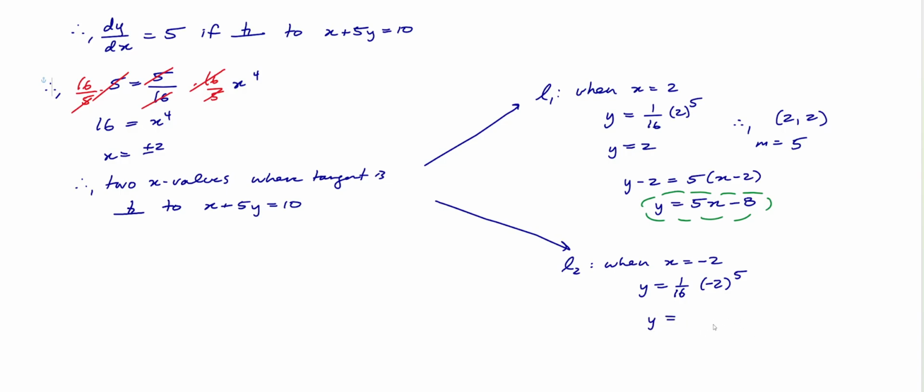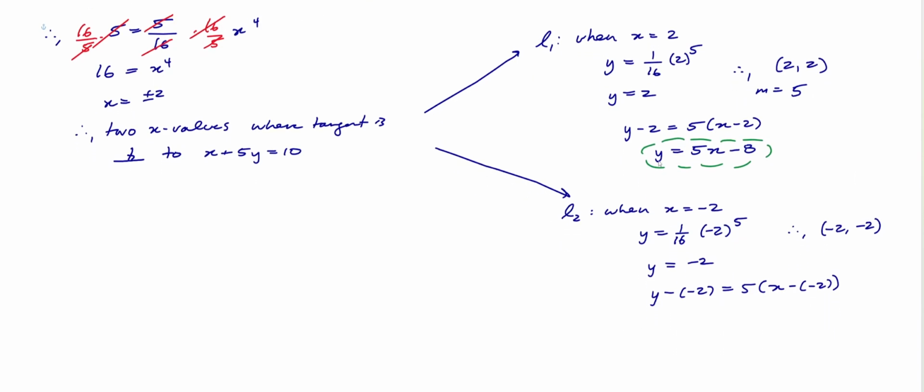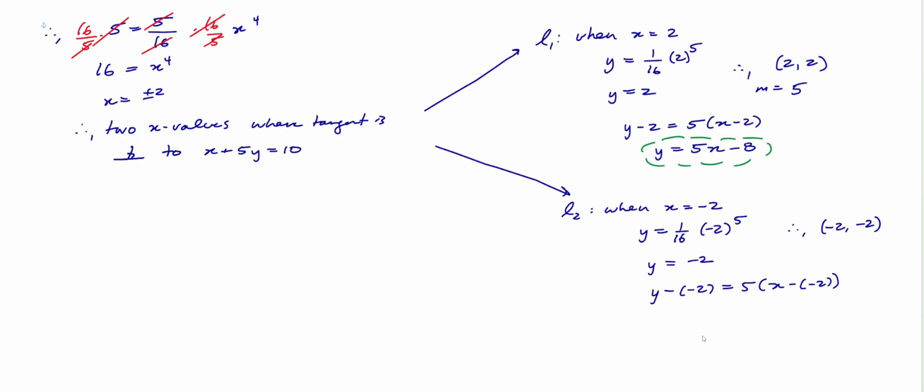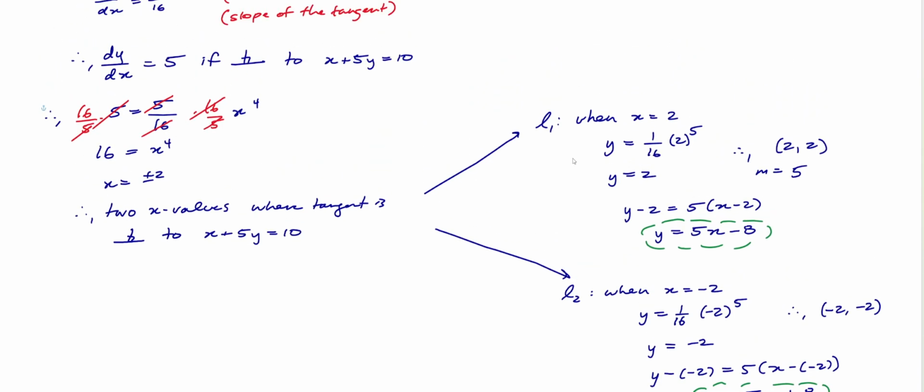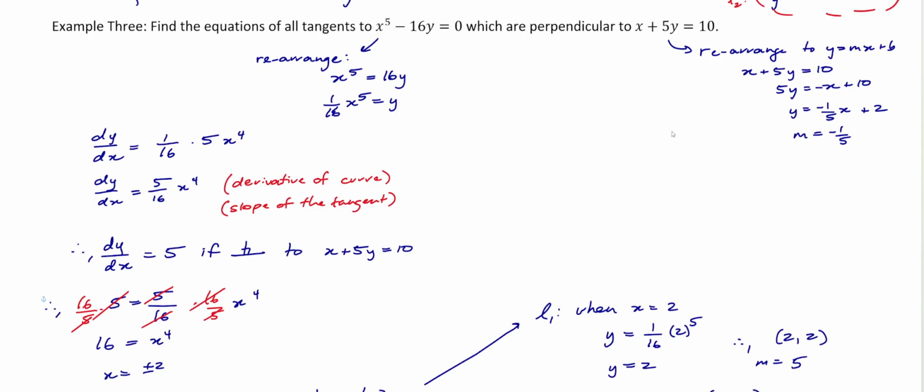And I get back negative 2. So my point is negative 2, negative 2. I use my point slope form, y minus negative 2 equals 5 times x minus negative 2. You can just switch that to a positive if you want, and you get y is equal to 5x plus 8. Okay, again, that is the equation of the second line that is tangent to this curve and perpendicular to this line.